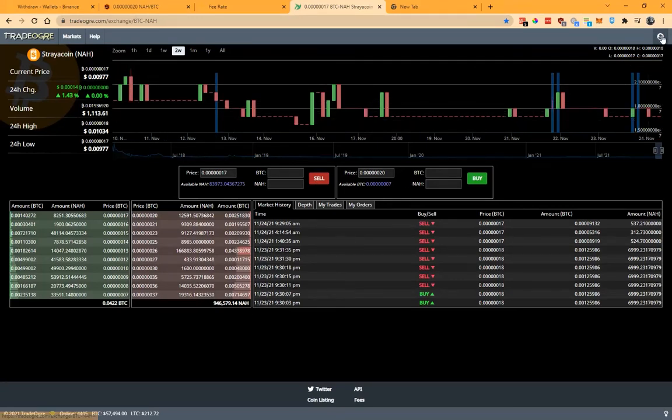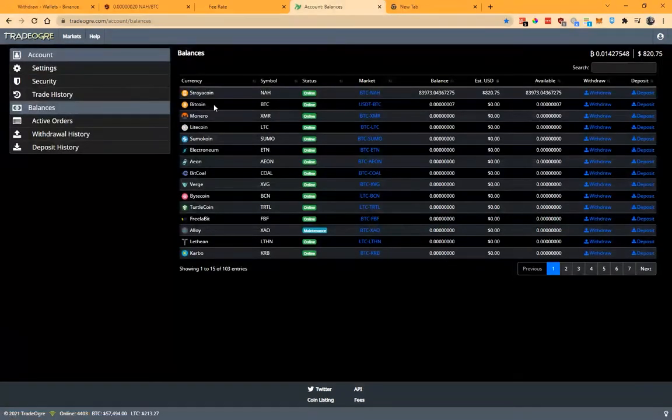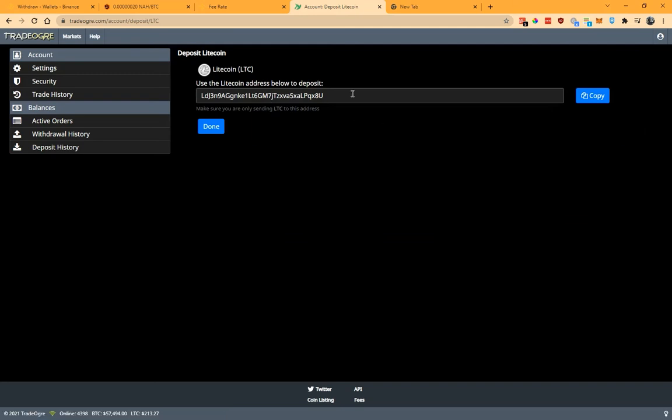So to do that, once you've created an account, you would click up here and click balances. And we would select LTC, because this is where we're bringing it in from. So we have LTC and we would like to deposit LTC into this account. And we can see here is our LTC address. Now, I don't mind you having this, because if you would like, you can trade LTC into my account, feel free. So click the copy button here.